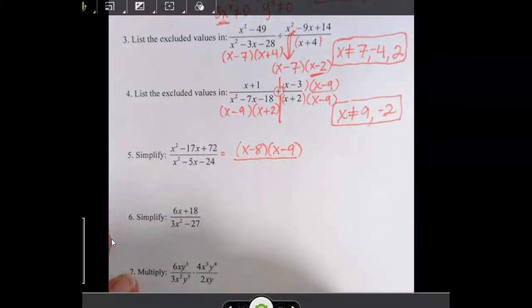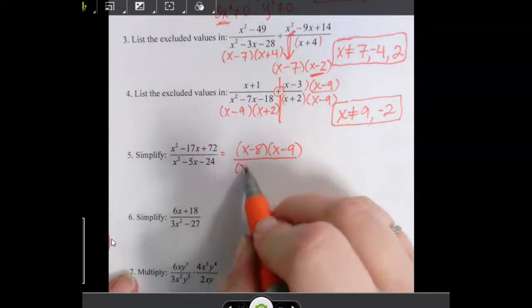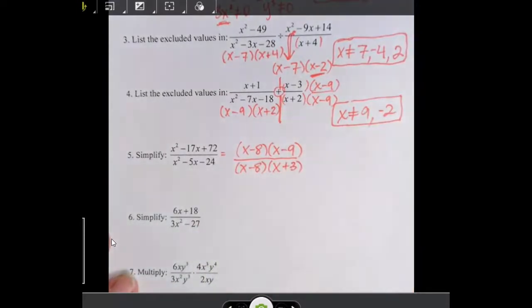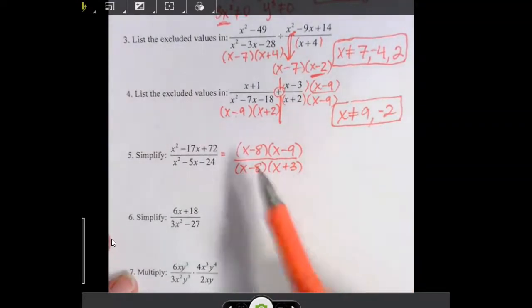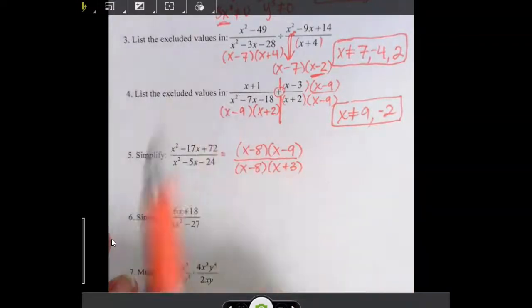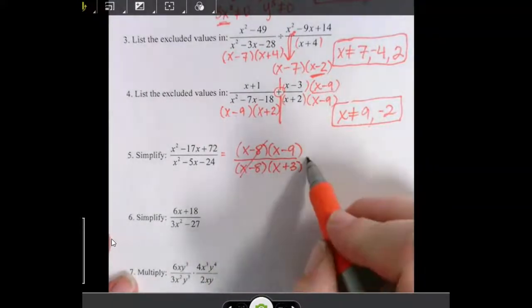Factors of negative 24 that add to negative 5 would be negative 8 and positive 3. All right, so I factor these out. I can see a common x minus 8 factor. The excluded values would be 8 and negative 3, but it didn't ask us for those, so that's okay. We can just go ahead and cancel our common factors.